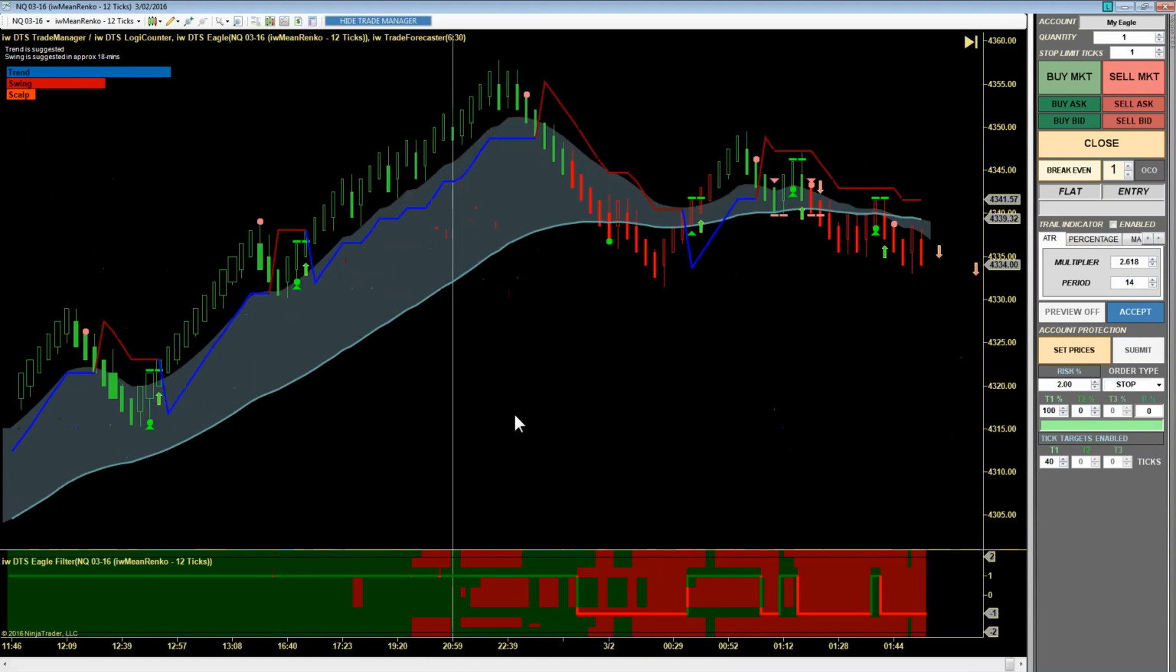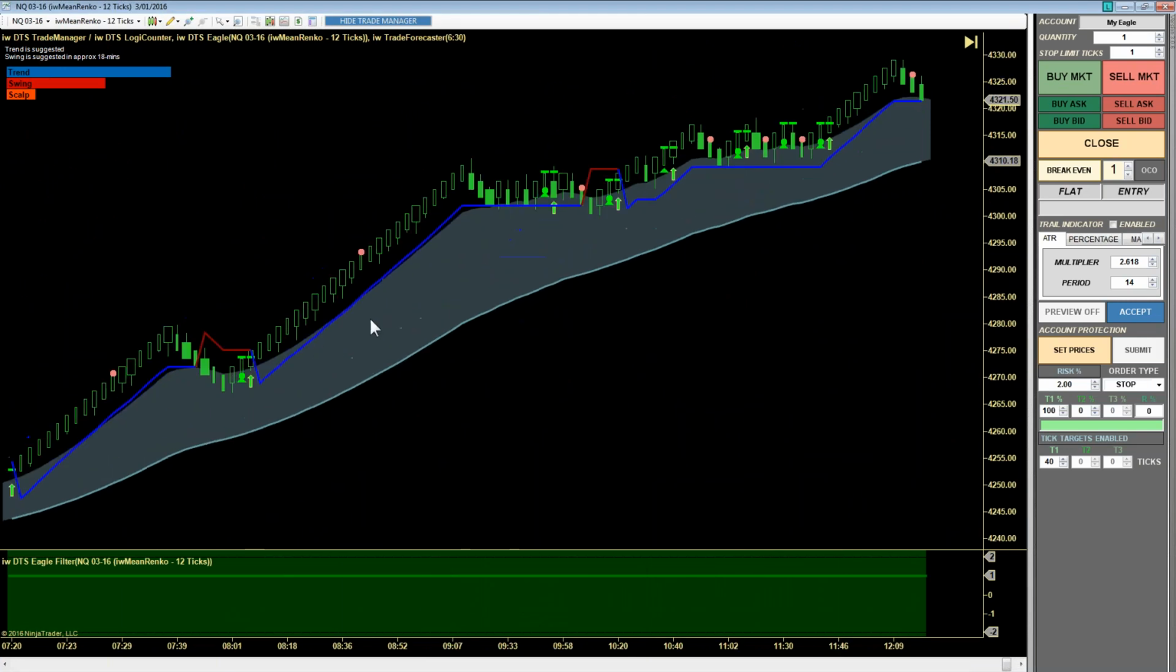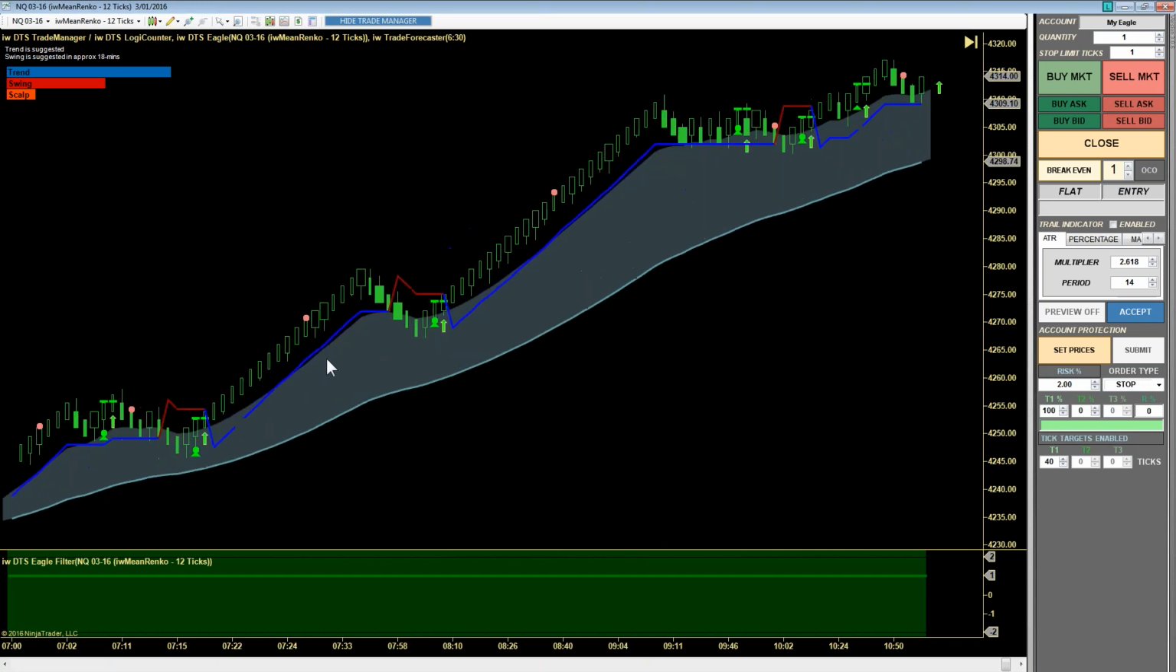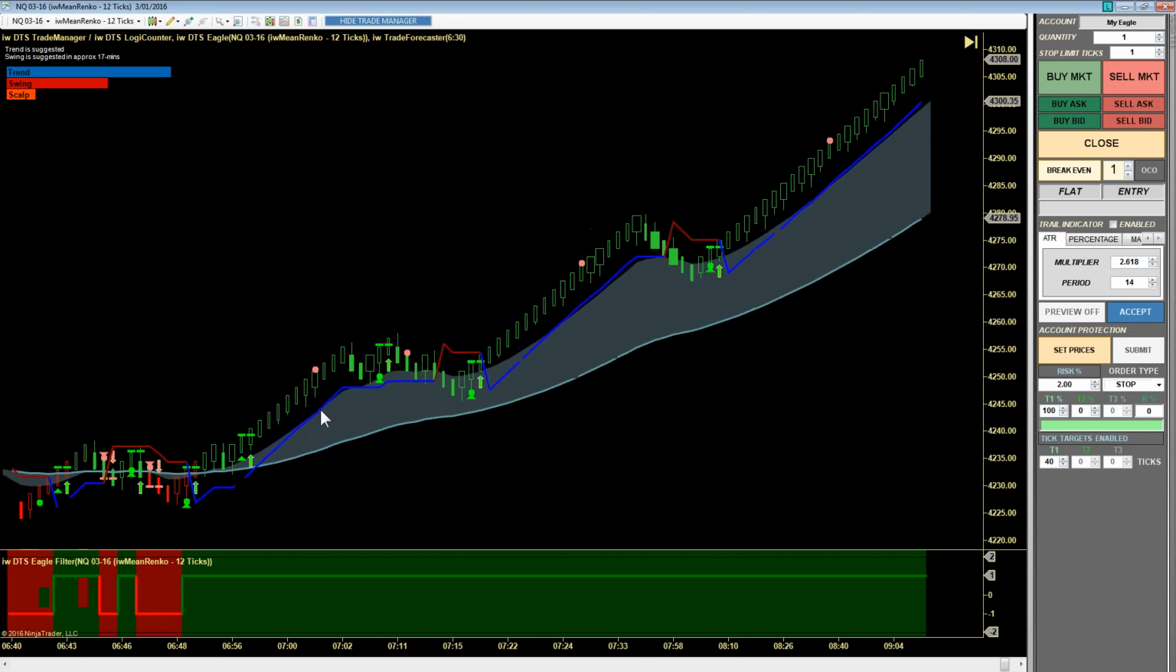The Eagle Trend Trader, we concentrate on this band for our directional bias. No, it is not an Ichimoku cloud. I know it looks like it, but it's not.